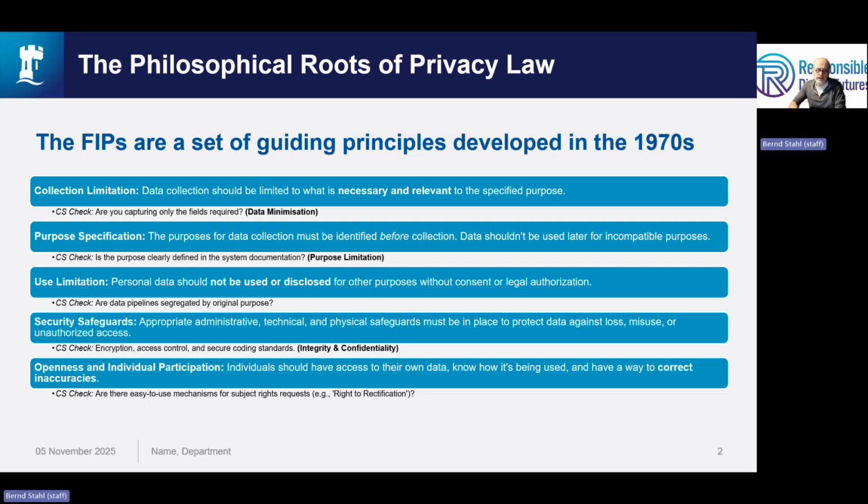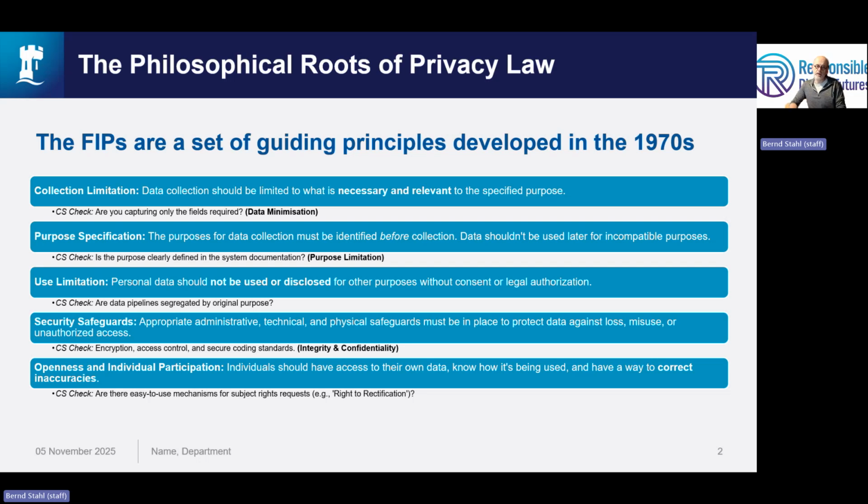So the five principles you see here start with collection limitation. That means you can only collect data that you need for the specific purpose at hand. So as a computer scientist, you need to ask yourself the question, do I actually need all the data? Do I need this field? Do I need to ask this question in a sign-up sheet and so on? If you don't need it, you're not allowed to collect it.